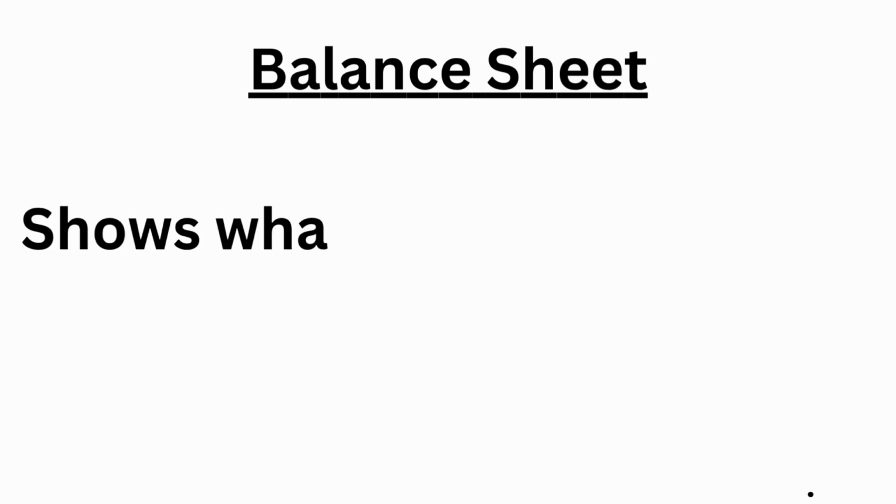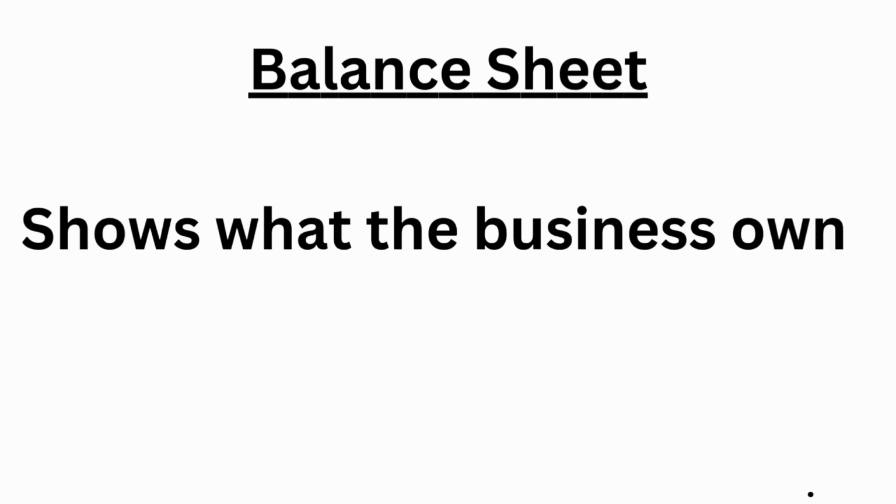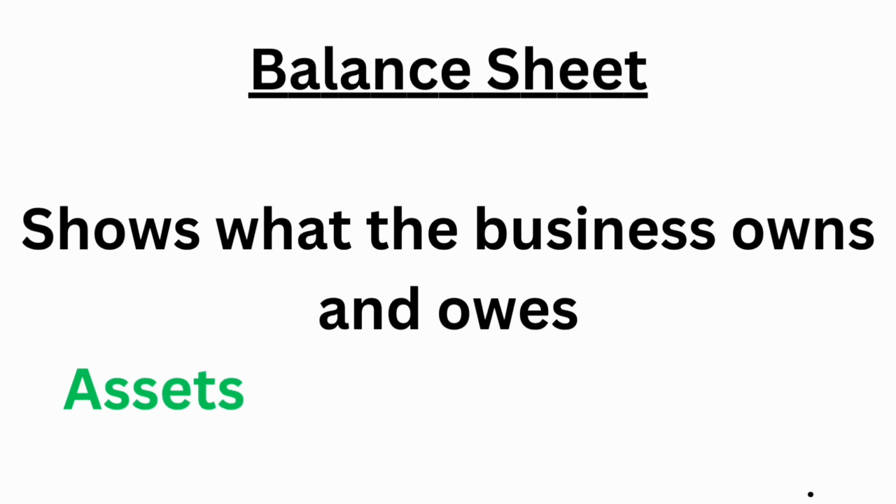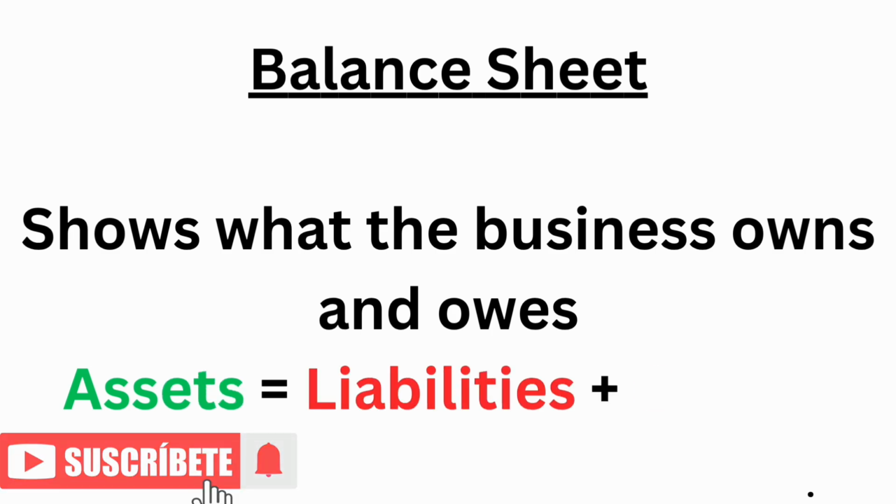The balance sheet. The balance sheet shows the financial position of the business. It tells us what the business owns, which are assets, and what the business owes, which are liabilities. It also shows the capital of the business.